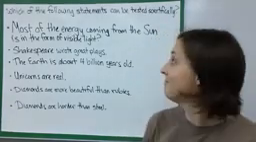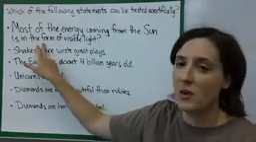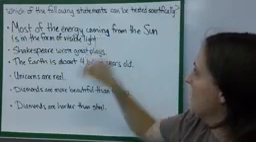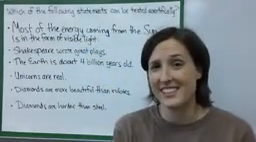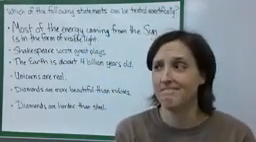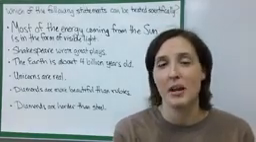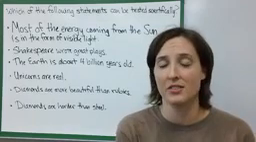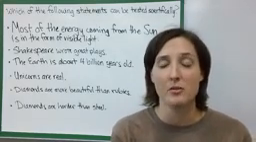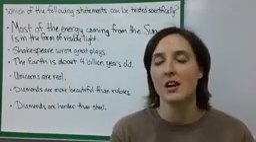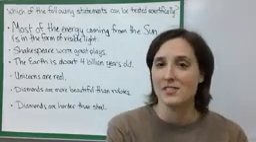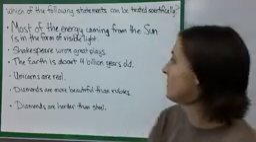Let's take a look. This statement says, most of the energy coming from the sun is in the form of visible light. Well, can I test that? I can't go to the sun to see what kind of light is there, but I could use a spectrometer, and that spectrometer could tell me what kind of light we're getting from the sun. Are we getting UV rays? Are we getting visible rays? Are we getting microwave rays? So yes, that hypothesis can be tested scientifically.